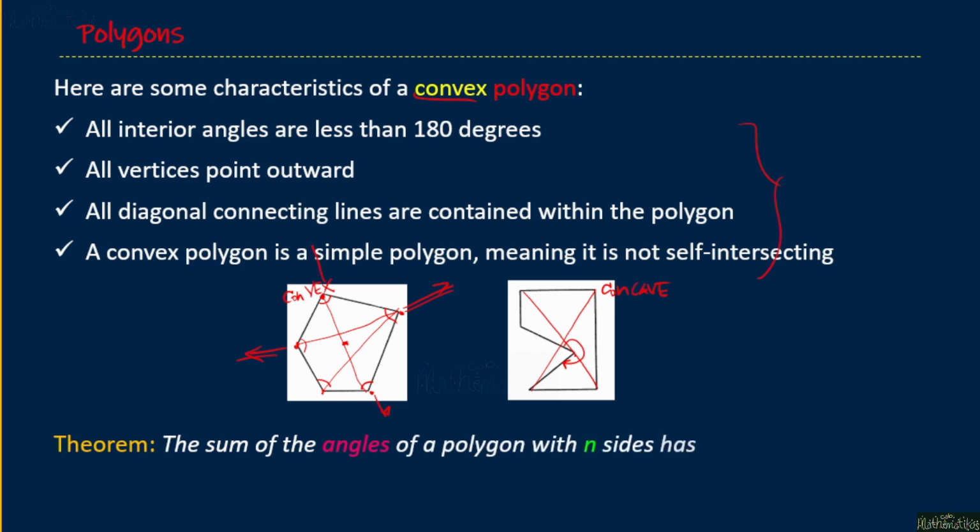So the sum, this is an important one. The sum of the angles of a polygon with n sides: this formula here will give us the total number or the sum of the angles of a polygon with n sides. So n here is the number of sides of the polygon. So n minus 2 times 180 degrees.